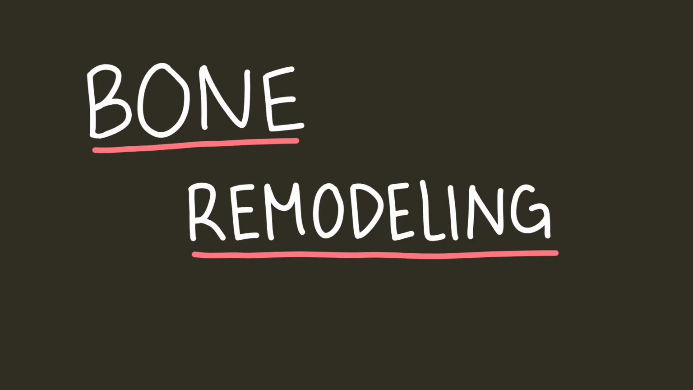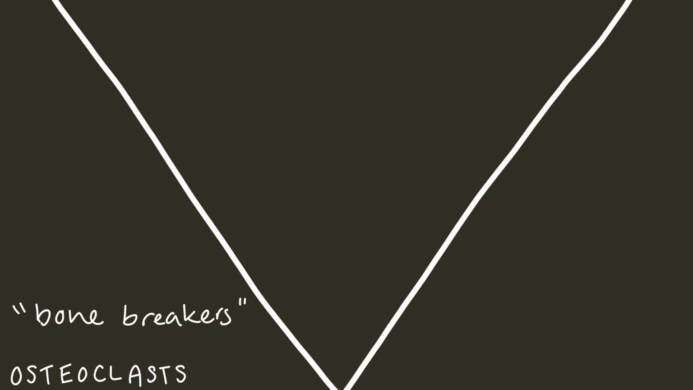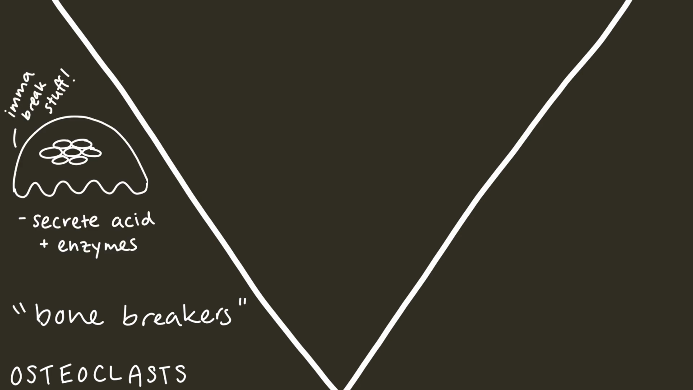To understand more about this process, let's meet our main characters. Our osteoclasts are our bone breakers. Interestingly, they come from the same lineage as our macrophages, a type of white blood cell. Osteoclasts secrete acid and enzymes that break down bone.